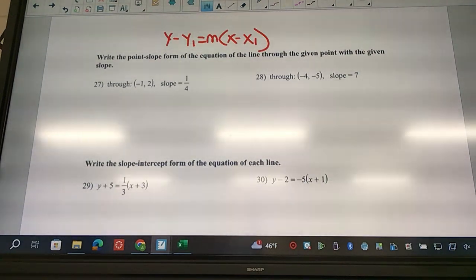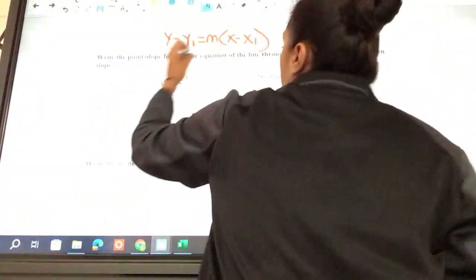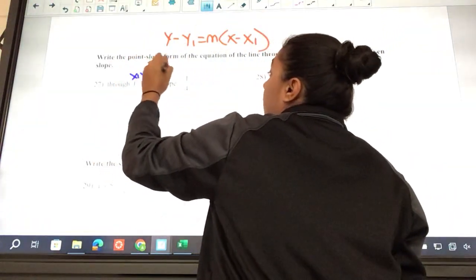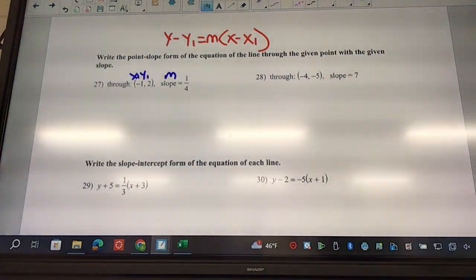Okay, and so again, make sure that you're labeling. We're going to go ahead and label x1, y1, and that's my m. So now we're ready to go ahead and plug into the formula.